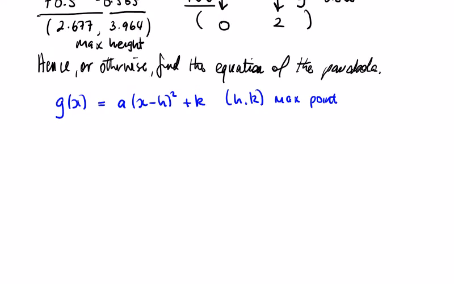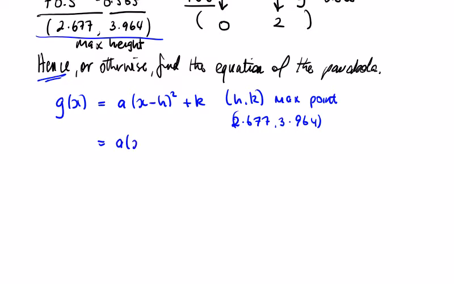And our max point is 2.677, 3.964. The hence here gives you a clue that you could use this answer here. So that just leaves us calculating A. So let's see, well, let's put this in.